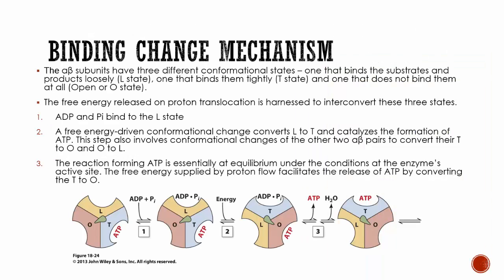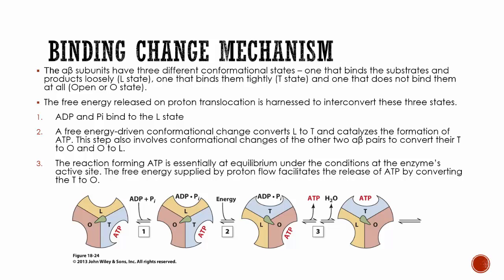The catalysis to make ATP from ADP is governed by a binding change mechanism. In this mechanism, each of the alpha-beta subunits alternate between one of 3 conformational states. The L state is where the substrates ADP and inorganic phosphate enter and are bound loosely. The T state is where the substrates are brought closer together, are bound tightly, and is when catalysis occurs to form ATP. The O state is where the product is released and new substrates will not bind.